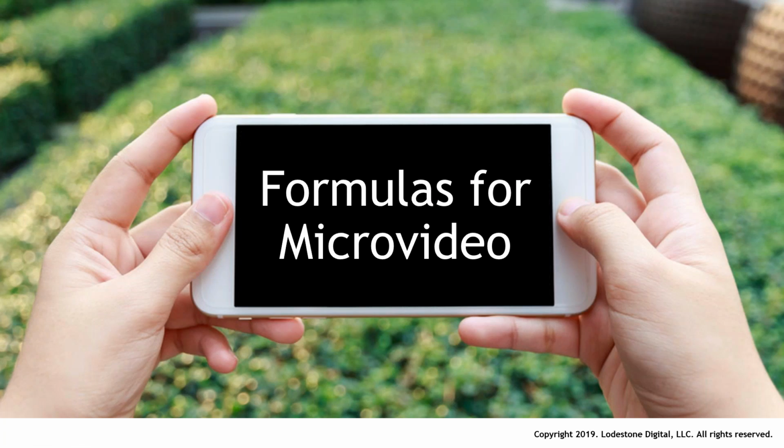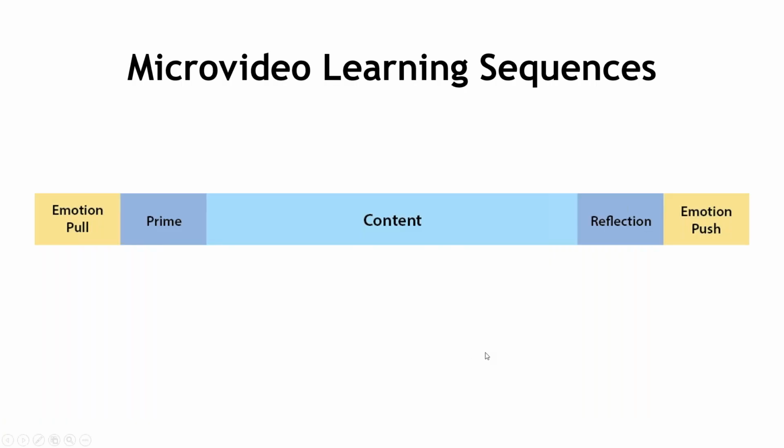Some formulas for micro video. So once we get down, let's say that we've identified a 30-second specific pre-training marketing video. One of the formulas that I like to use for my micro video content for learning involves an emotional pull at the beginning, priming the user for the information, giving them the content while reducing cognitive load so that information can get into temporary storage and hopefully long-term memory.